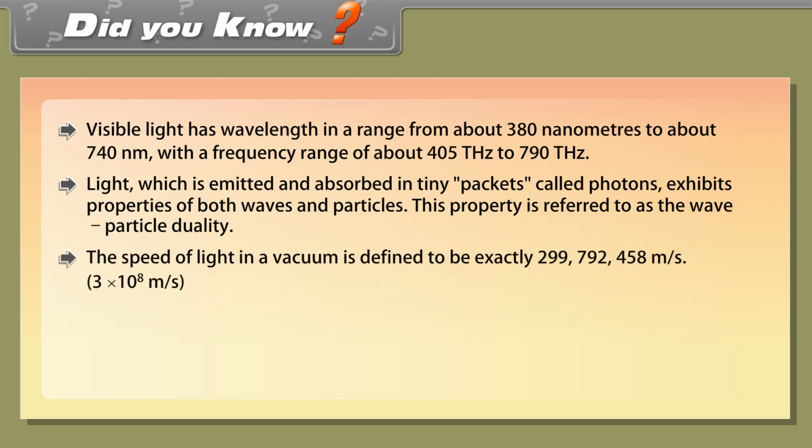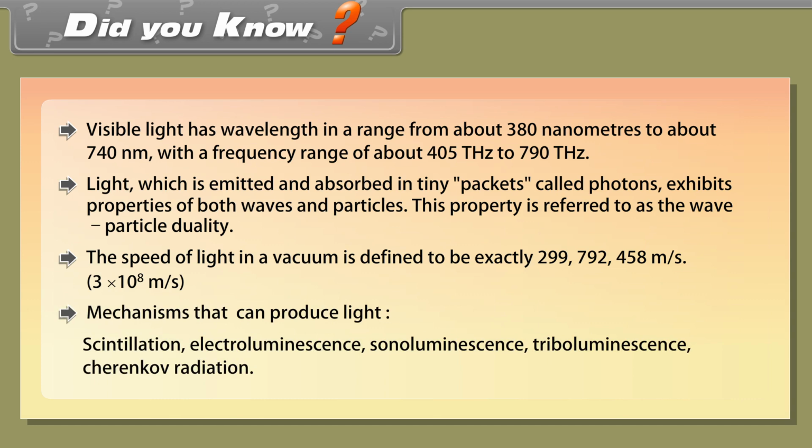The speed of light in a vacuum is defined to be exactly 29 crores, 97 lakhs, 92,458 meter per second, that is, 3 into 10 raised to the power 8 meter per second. Mechanisms that can produce light: scintillation, electroluminescence, sonoluminescence, triboluminescence, Cherenkov radiation.